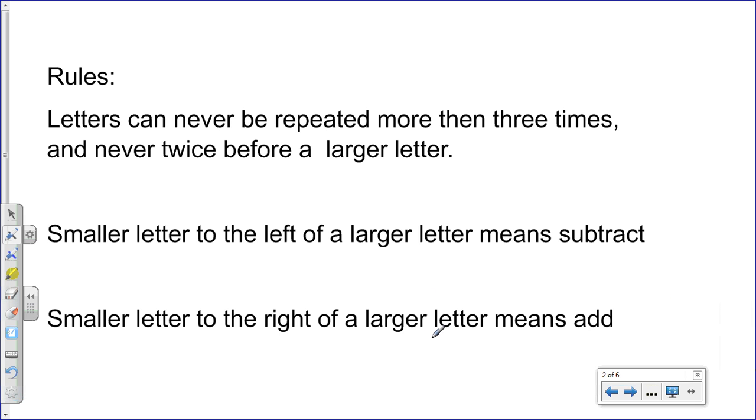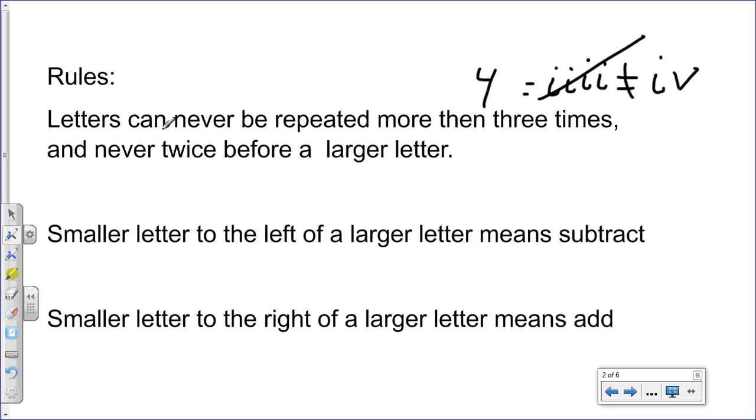So we have a couple of different rules when we're working with Roman numerals. Letters can never be repeated more than 3 times. What does that mean? If I have to write the number 4, instead of doing I and I and I and I, that does not work. It cannot be used for 4. In order to do 4, I've got to do I, then V: the 1, and then the 5. So 4 I's doesn't work.